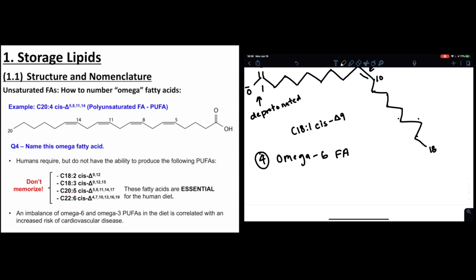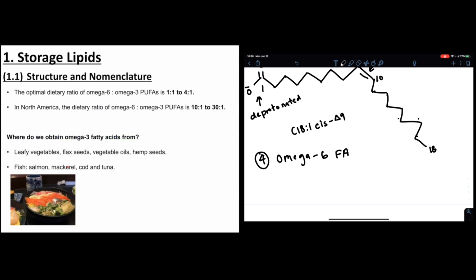Now, in terms of diet, in general, what happens is that people who consume an imbalance of omega-6s and omega-3s in their diet get correlated with an increased risk of cardiovascular disease. And so what I mean by that is the optimal dietary ratio of omega-6s to omega-3s in polyunsaturated fatty acids is about 1-to-1 to 4-to-1. So you want to keep this omega-6 ratio kind of low, right? You want to have this as a low number. So this is the optimal dietary ratio to have if you want to maintain a healthy diet.